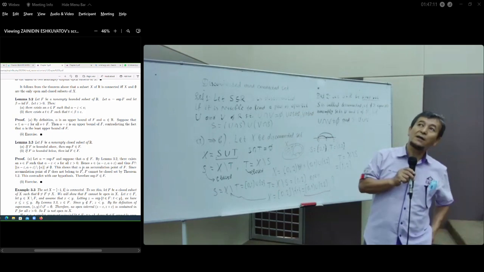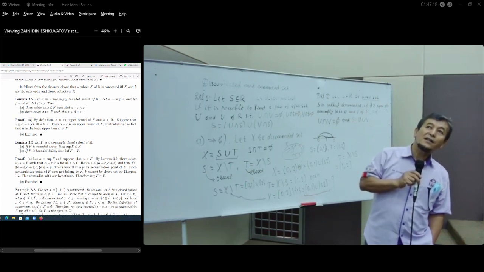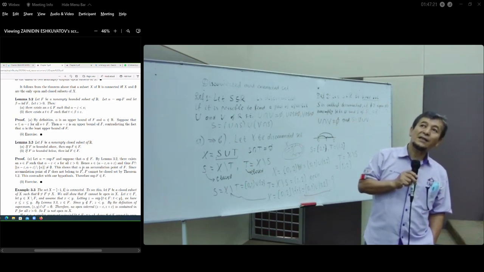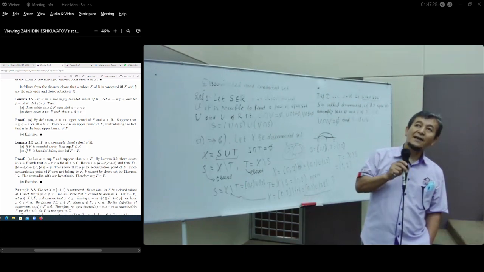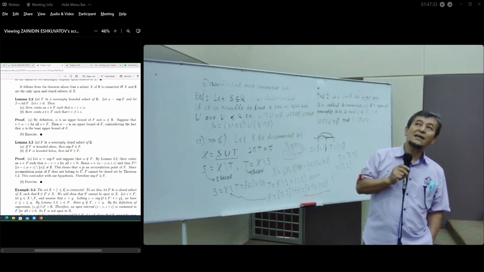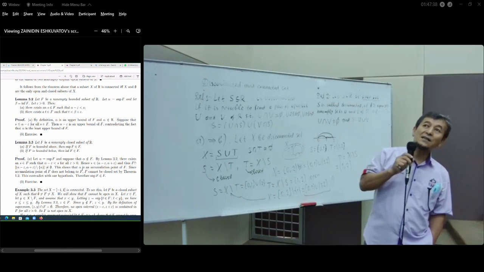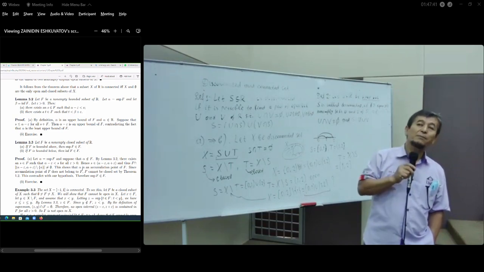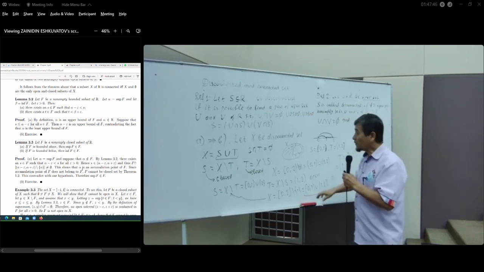subset of R, and let A be the supremum of F, and B the infimum of F. Then let epsilon be a positive number, a very small number. Then there exists S from F such that A minus epsilon is less than or equal to S, and there exists T such that T is less than B plus epsilon. This is the definition of the supremum. Okay, this one is correct.